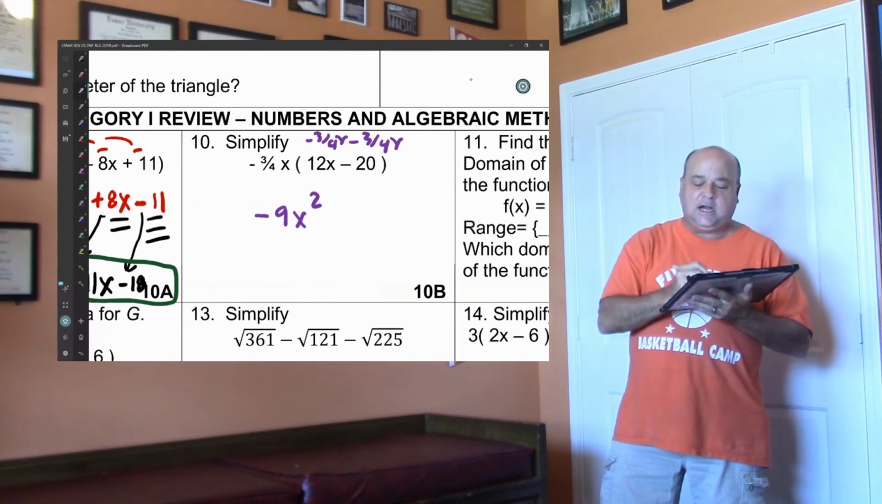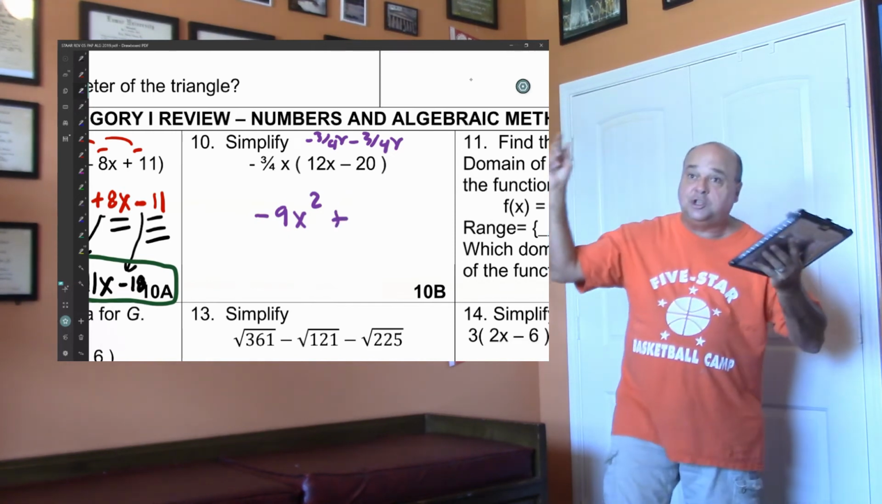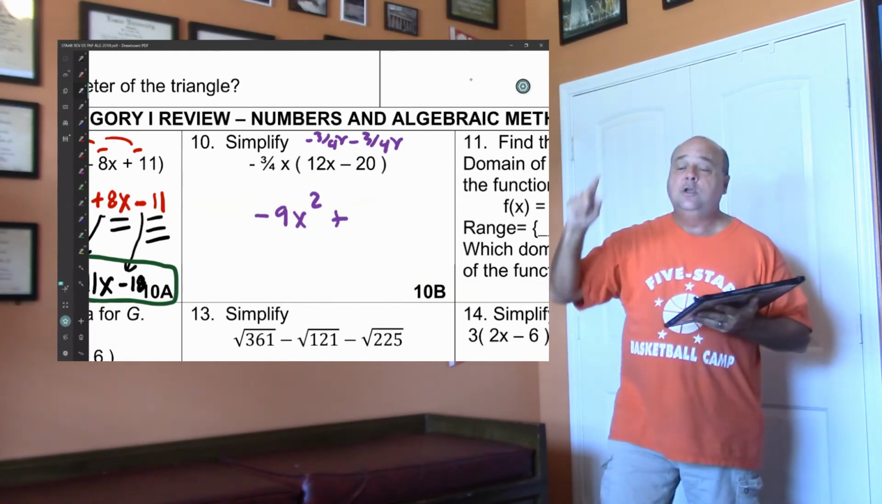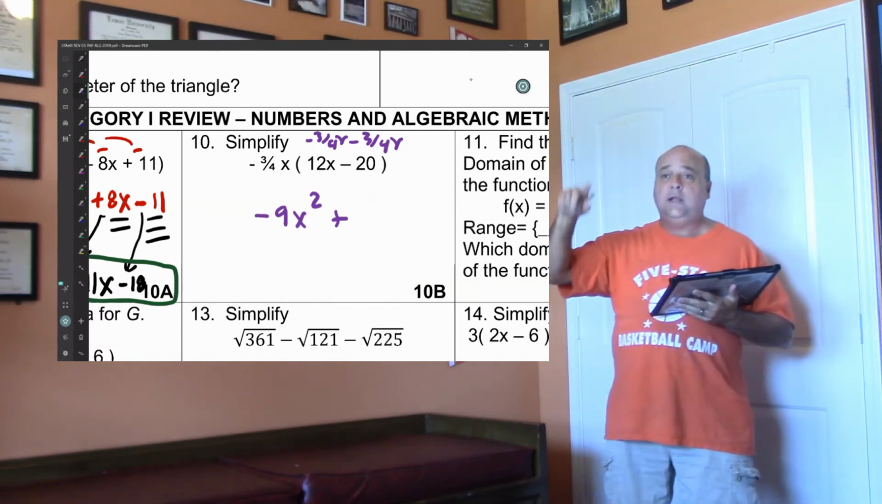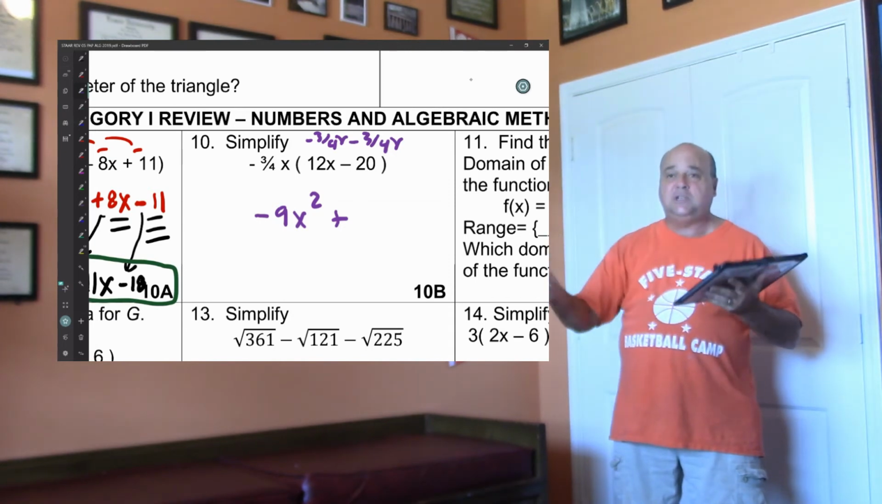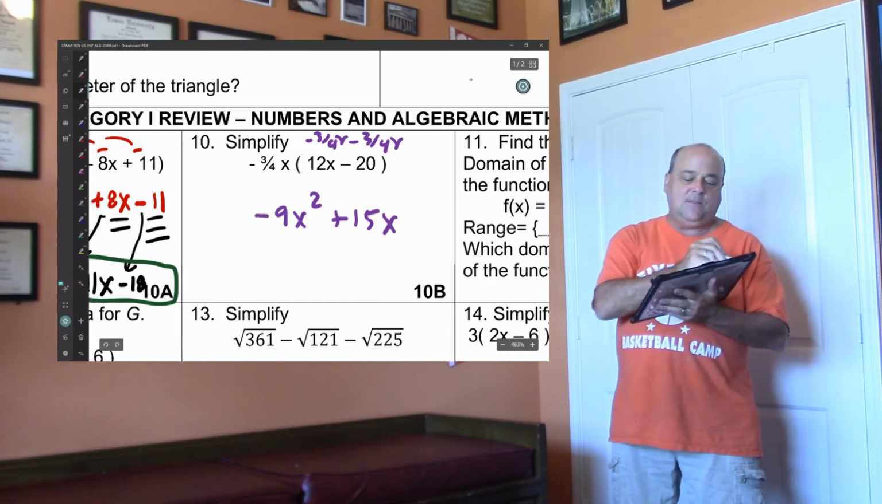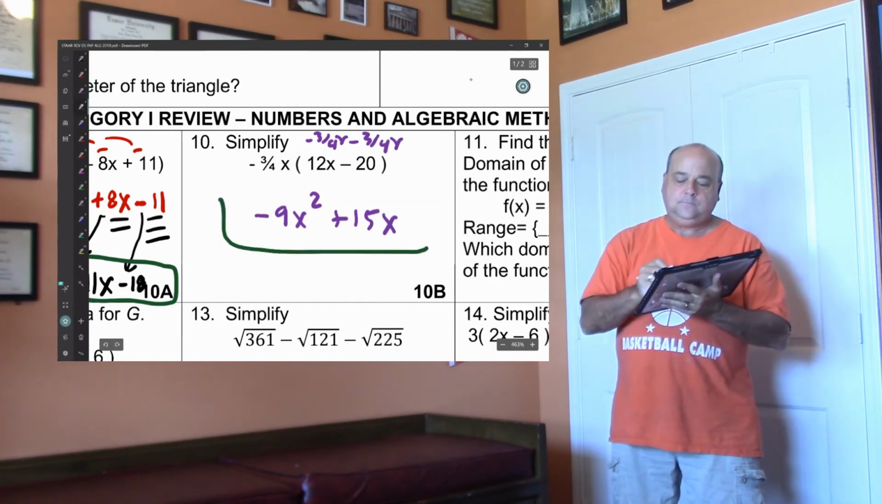A negative times a negative is a positive. Then you're going to do 20 times 3/4. You did it in 5th grade. 20 times 3 divided by 4. 20 times 3 divided by 4 is 60 divided by 4, which is 15. My letter is x, and that is my answer.